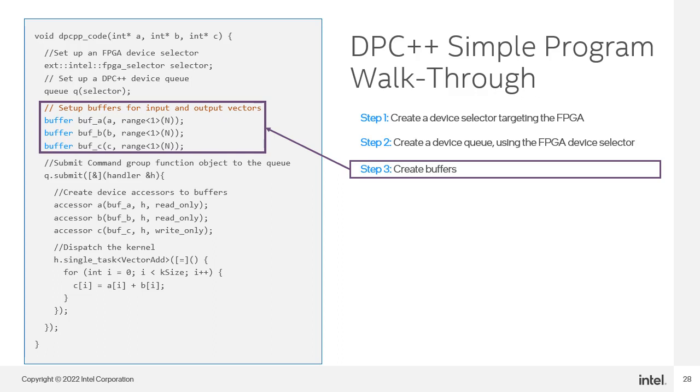The number 1 refers to the dimensionality of the range, while N refers to the number of items that you are encapsulating. If you use a C++ vector, you won't require a range.